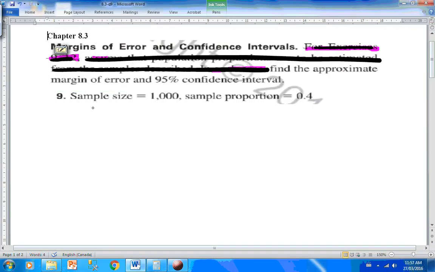Textbook section 8.3, question number 9. Here they are asking us to find the approximate margin of error and 95% confidence interval given a sample size n and a sample proportion 0.4. So this is p hat, a single sample's proportion.